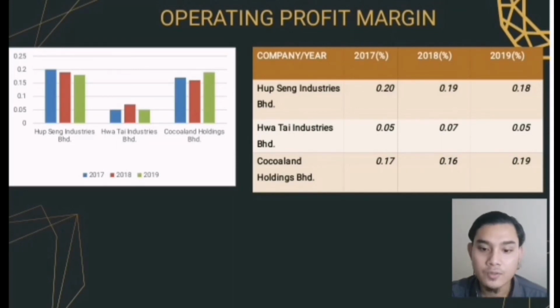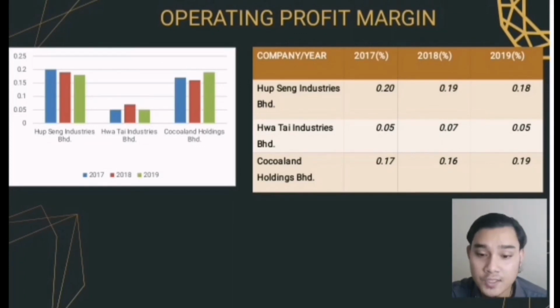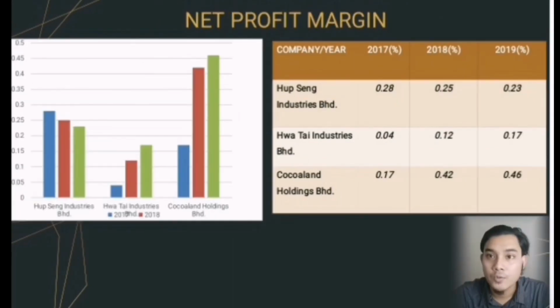The company that showed the highest operating profit margin is Coquelin Holding Berhad. An operating margin that shows improvement means the company can manage its costs and shows financial efficiency and stability. In addition, the company is also more competitive because it can offer lower prices compared to competing companies. The next ratio I want to explain is net profit margin.